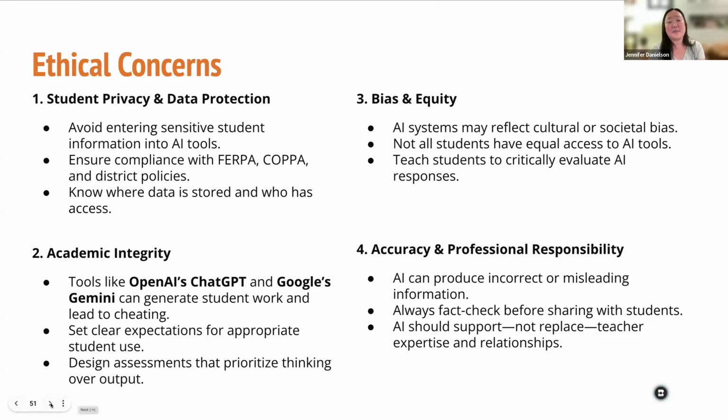And then finally, number 4 there, accuracy and professional responsibility. Again, it reminds me so much of when Wikipedia was a brand new thing, right? We had to tell our students Wikipedia is not a source. It's the same idea, right? We have to take the professional responsibility to fact check and make sure that these are accurate, and something that we would be proud to put out there.